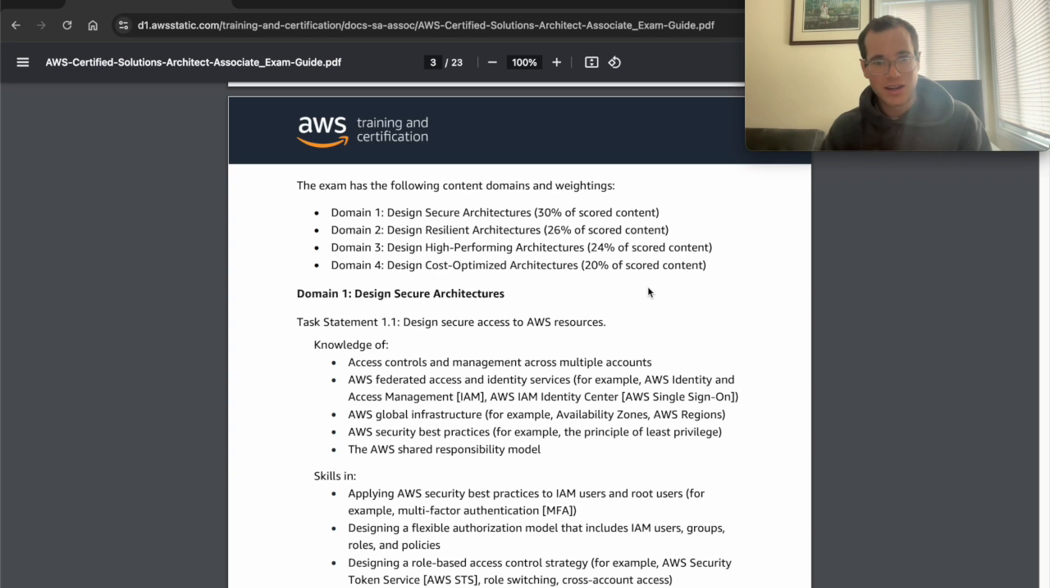In our case, you can see that a huge part of this exam talks about designing secure, resilient, high-performance architectures. The whole point of AWS is being able to elastically scale instances, an RDS cluster, these types of things.